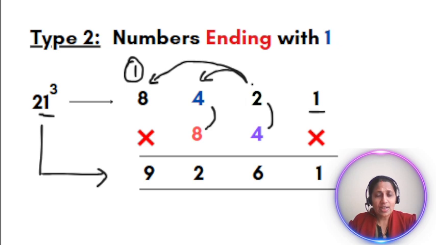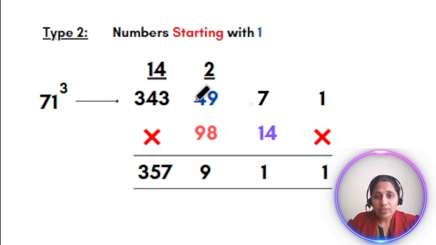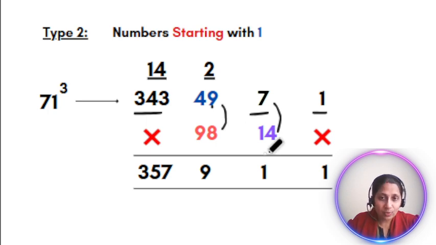So to understand it a little better, let's take the next number, which is 71 cube. As I told you already, since 1 is at the end, put the 1 here, then 7, and then the square of 7, which is 49, and then the cube of 7, which is 343. Now, put the cross for the first and the last place, double your center 2 numbers alone. So 7 times 2 gives you 14, and 49 times 2 gives you 98.